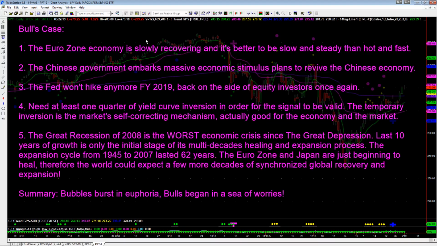Now, number 5, perhaps the most important reason in their entire arsenal for the bull's case. Let's call it the Great Recession of 2008. Okay, we all know what happened 10 years ago. Whatever you want to call it, some thought that we're still in this economic Great Recession. It's the worst economic crisis since the Great Depression of the 1930s. In fact, many people will tell you that it is Great Depression number 2. We just call it Great Recession to make it sound less scary.